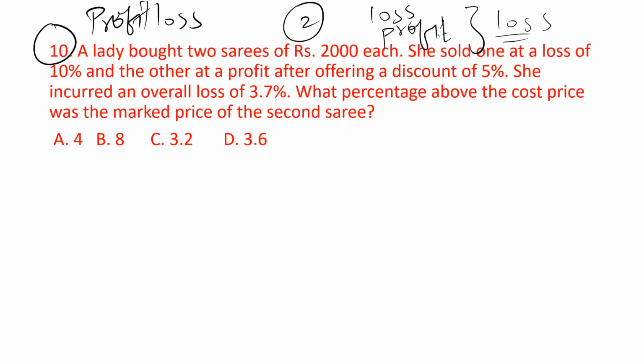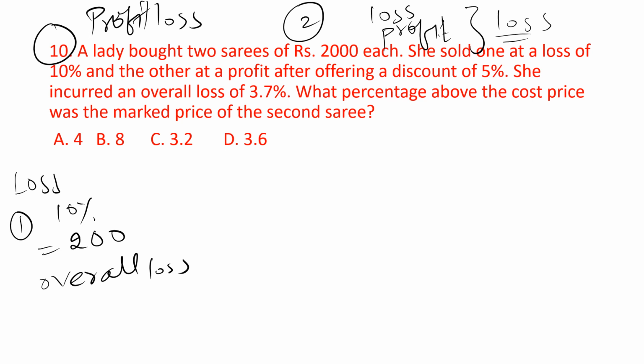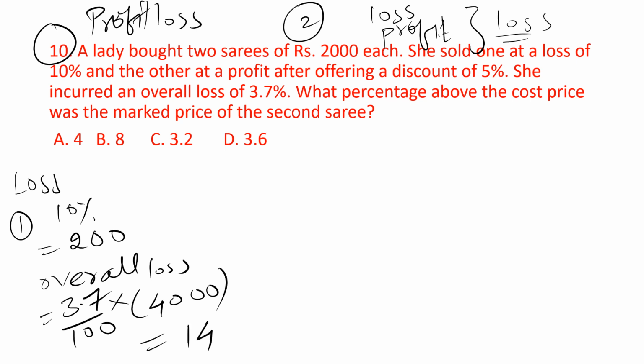So let's find the loss on the first sari. Loss on the first sari is equal to 10%, which is 10 by 100 into 2000. We get 200 loss, and the overall loss is equal to 3.7 percentage. So 3.7 percentage is 3.7 by 100. Overall cost is 2000 each sari, so 4000. So we get exactly 148.